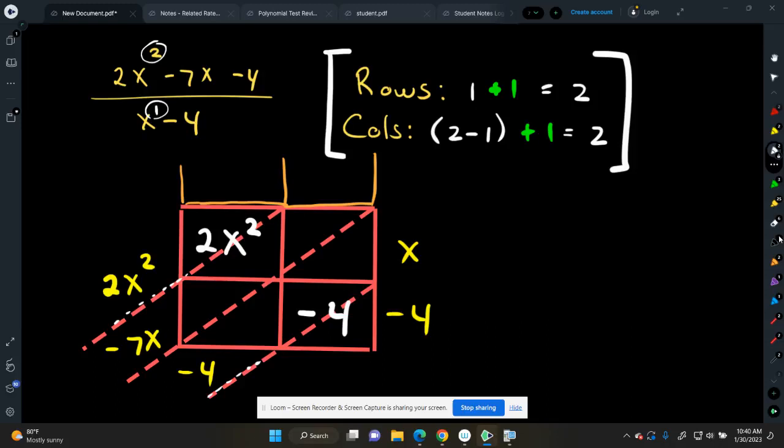Okay. We're talking about what we call the degree of the polynomial. The degree of the polynomial only comes from the biggest exponent.